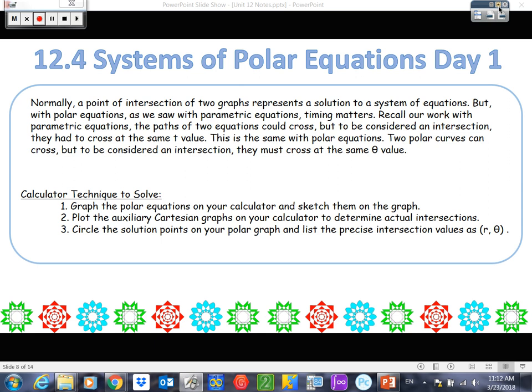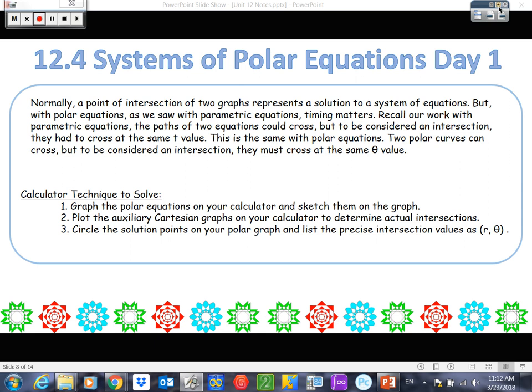The first day, day one, we're going to use a calculator. So hopefully you have your calculator with you. Be sure you have that out. We're going to walk through one example. I have it split down to 3 steps on how to solve with a calculator.